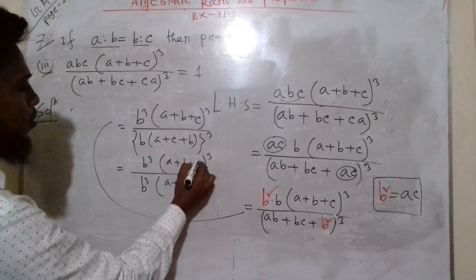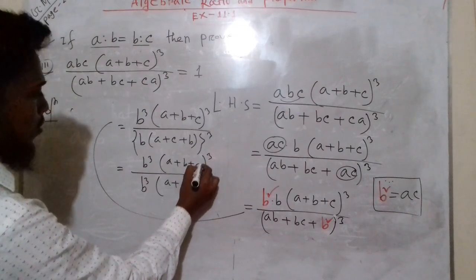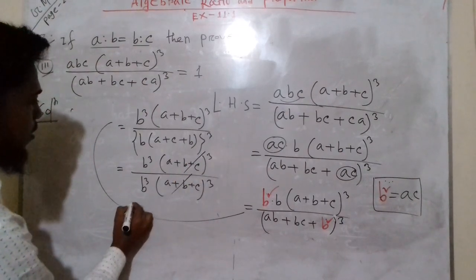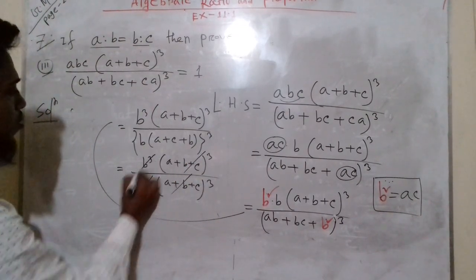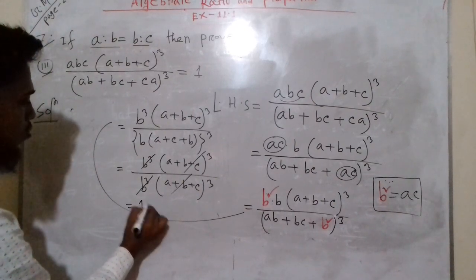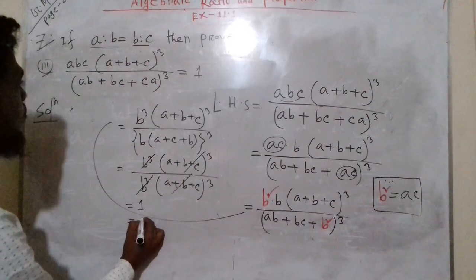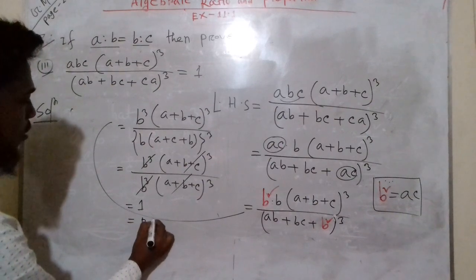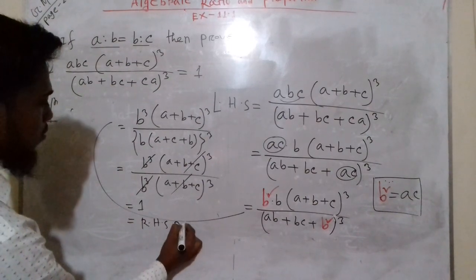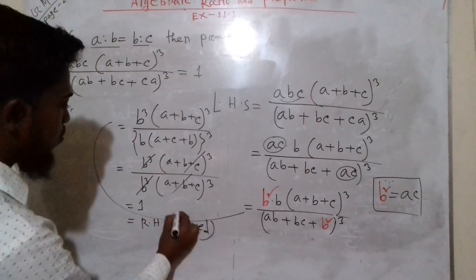a plus b plus c whole cube upon a plus b plus c whole cube cancel, and b cube cancel, so we can write equal to 1, equal to right hand side. Proved.